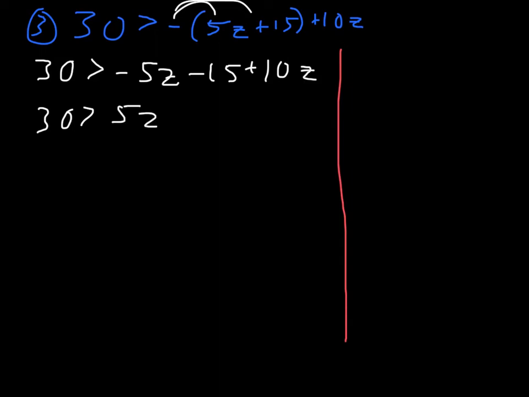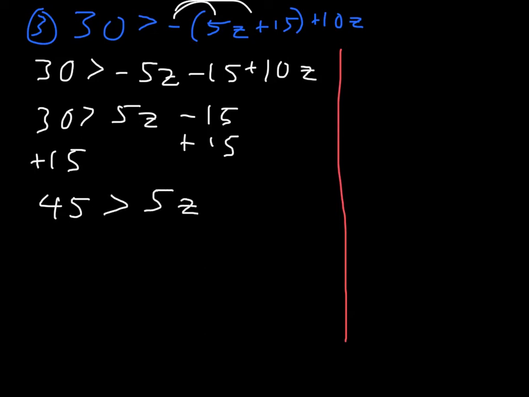There we go, 5z minus 15. Okay, and then to get z by itself, we need to add 15 to both sides first. So I get 45 is greater than 5z. Okay, to get z finally by itself, we need to divide by 5 since it's being multiplied by 5, and 45 divided by 5 is 9, is greater than z. So 9 is greater than z.